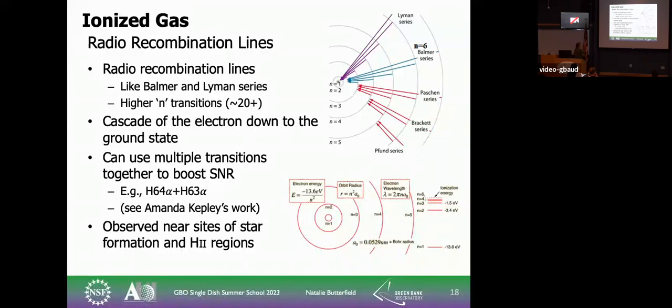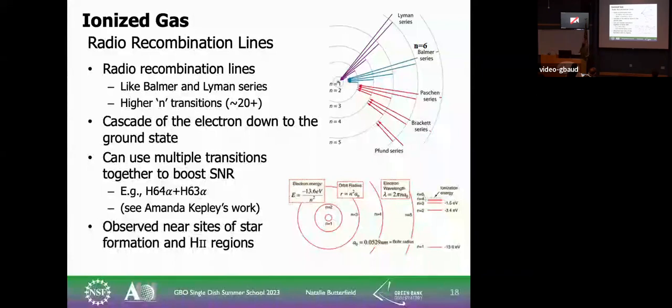And so what you can do is, because they trace the same type of emission regions, they trace the same type of sources, you can actually average multiple transitions together. So for example, the 64 and 63 alpha transitions, you can average those together in order to boost your signal to noise because they trace the same emission regions.